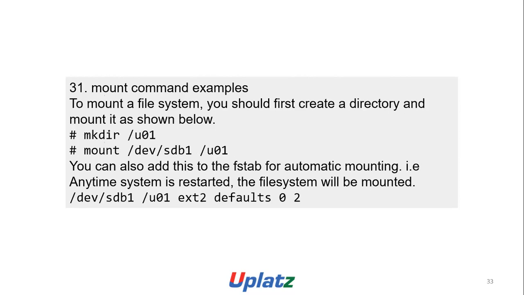Mount command example: to mount a file system, you should first create a directory and mount it as shown below. mkdir /u01, mount /dev/sdb1 /u01. You can also add this to fstab for automatic mounting. That is, anytime the system is restarted, the file system is mounted.